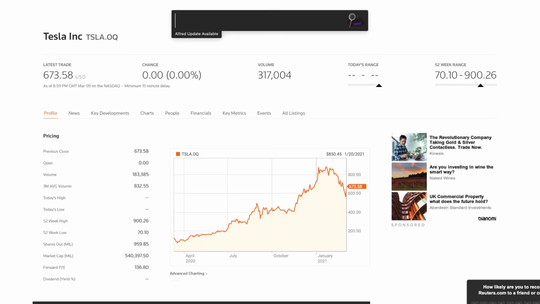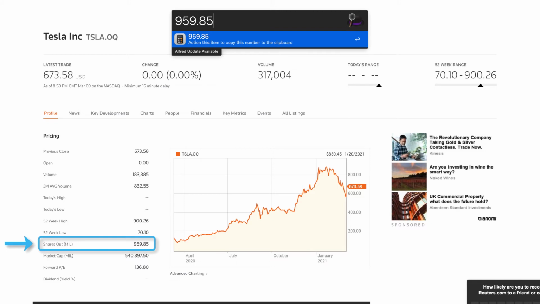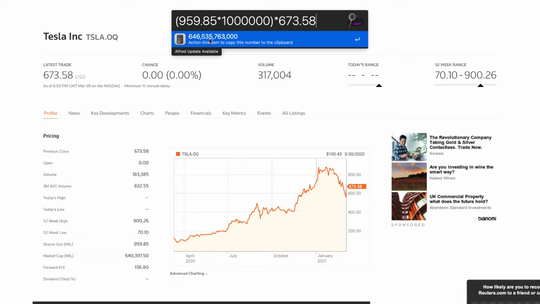Let's actually calculate this so I can show you that. So we're going to take 959.85, and that's in millions. So I'm going to multiply that by a million. So that's the number of shares outstanding for Tesla. And we're going to multiply that by the stock price of 673.58. And so that tells us that the market cap is roughly about $646.536 billion.